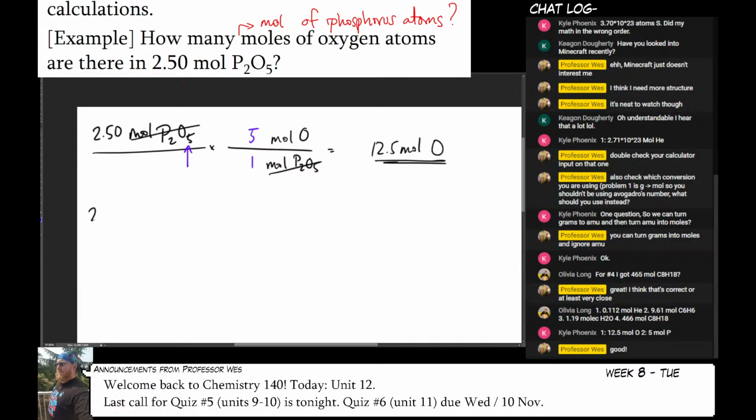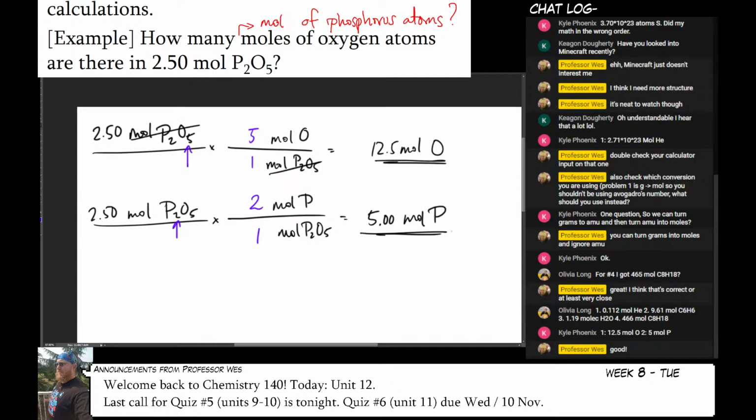We can do the same thing, but this time I want to do phosphorus. How many moles of phosphorus are there per mole of big thing? Well, in one of the big molecules, there are 2 phosphorus. And then we just do the calculation. 2.5 times 2 is 5. And there you go.